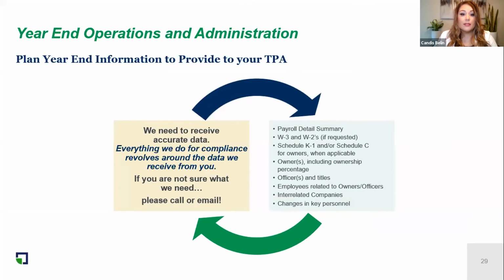So we ask for additional items such as your payroll detail summary, W-2s, W-3. Obviously, we need your K-1s if you're falling into one of those categories with your entity. We need to know the owners, the ownership percentage, your officers and their titles, any employees related to the owners and officers, any interrelated companies, and any changes in key personnel. Everything we do for compliance revolves around the data that we receive from you. So we need to make sure it's accurate and complete. And if you're not sure what we need, call us.